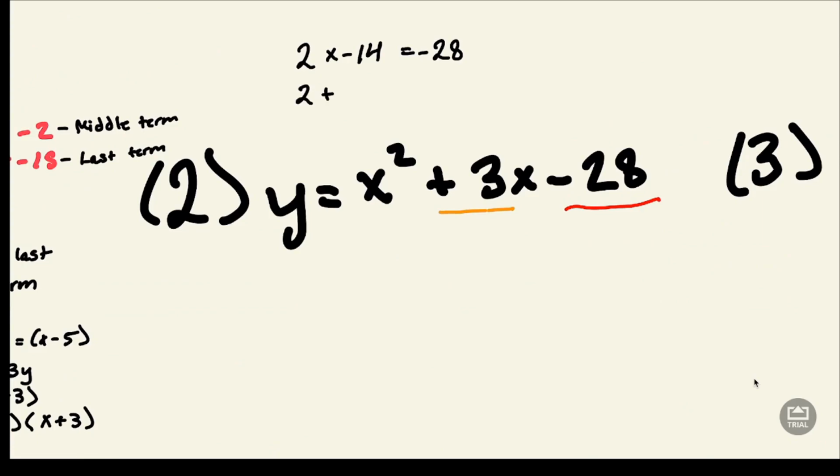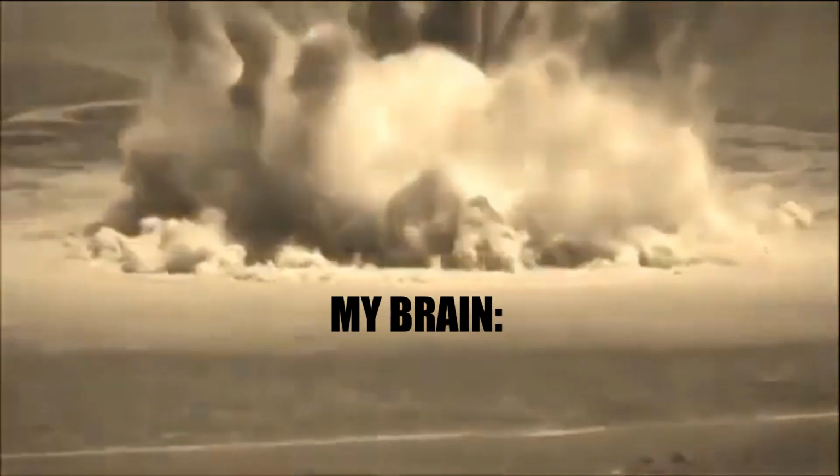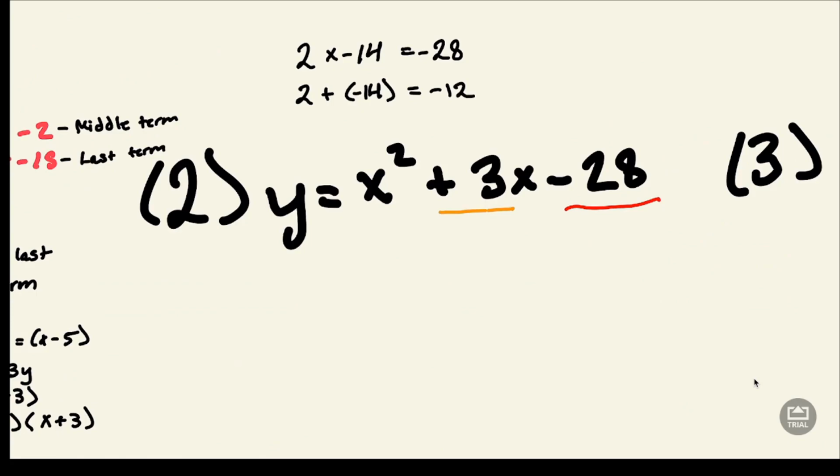But if we do 2 plus negative 14, no, did I say 48 before? Sorry, my bad. Negative 14. 2 plus negative 14, that will give us, well, I can't do math. That will give us negative 12, right? And that's clearly not our B value, right? So we cannot use 2 and negative 14.